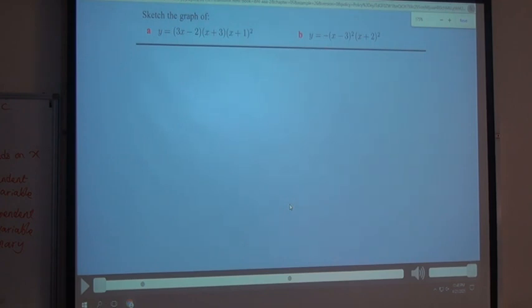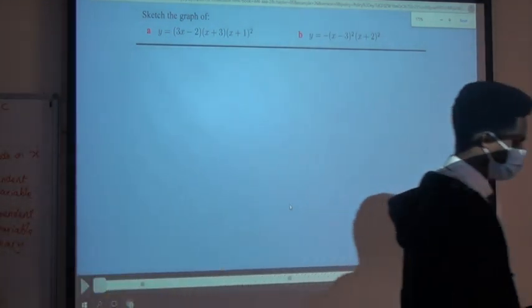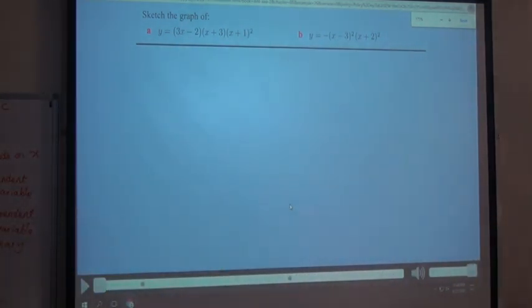Then go back. The y-intercept will be what? 1 times 3 times negative 2. So what's that? Negative 6. So the y-intercept is negative 6. This is minus 3, 0 will be somewhere here, right? So you have something like this, where this is negative 6. So these basic ideas should be easy to sketch, right?